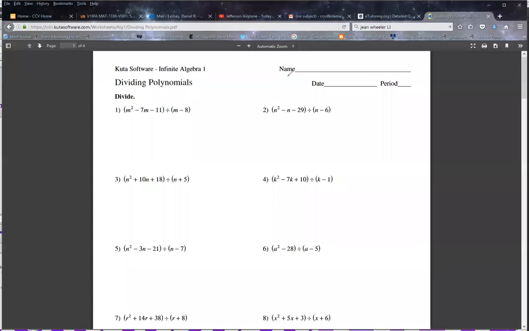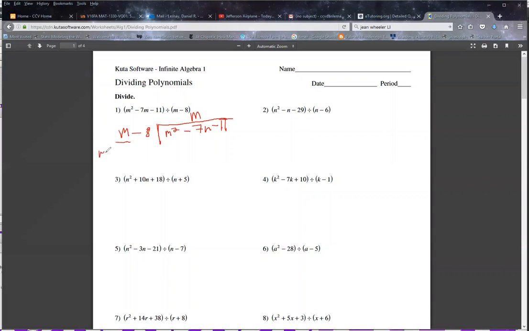So if we have to do long division on dividing a binomial, a trinomial by a monomial, what we're going to do is you just write the monomial out in front, and you write your polynomial underneath. Then, just like long division with numbers, we're going to say what times m is m squared, and of course that works out to be m.